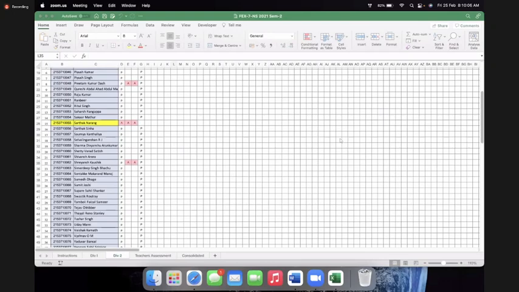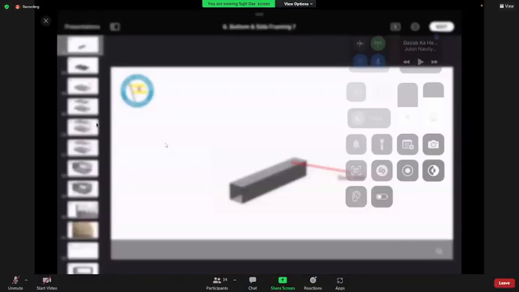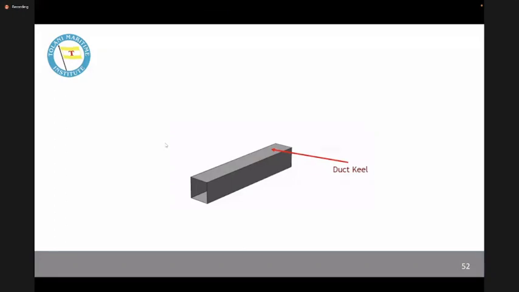Oh, sorry. I had put myself on mute and I was talking. Sorry. So, what I was saying is, are you all aware of the term duck keel? Have you ever heard this? Do you know what it is? Please tell me. No, sir. Okay.